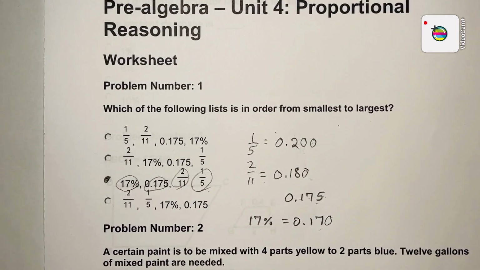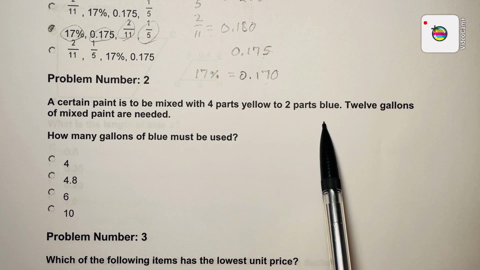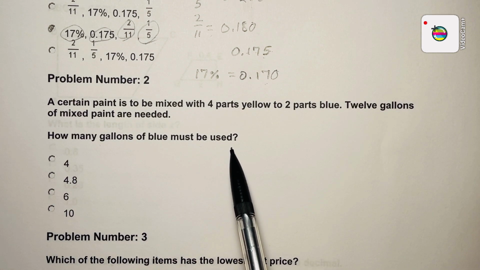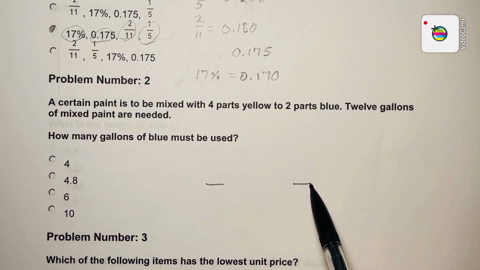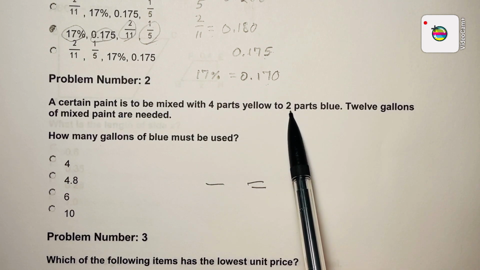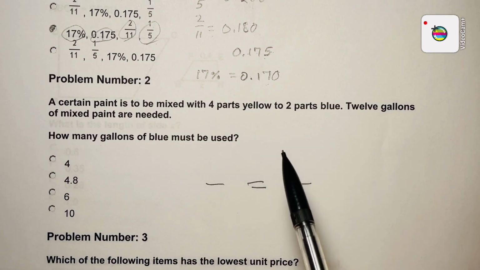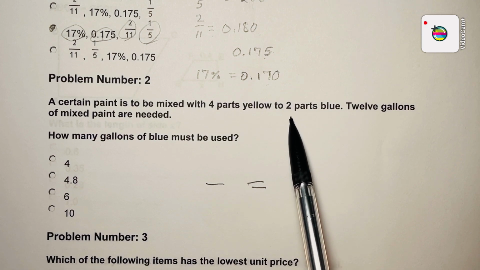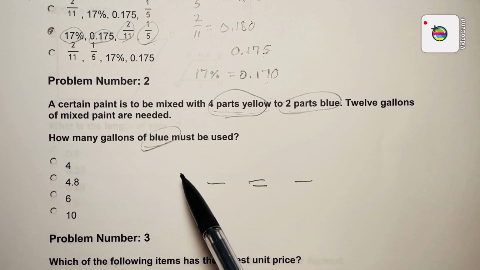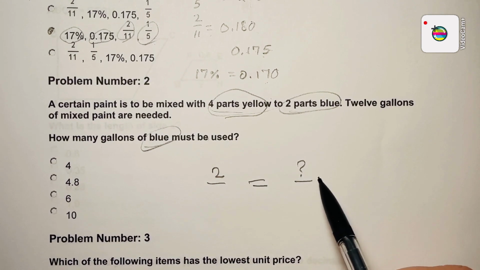So write that out. Okay, problem number 2. A certain paint is to be mixed with 4 parts yellow to 2 parts blue. 12 gallons of mixed paint are needed. How many gallons of blue must be used? On this one, we want to do a proportion, but the problem is we can't just use 4 and 2 because we don't have information for 2 yellows. They have 2 parts blue, and then here's the question, how many gallons of blue? So you could put 2 blue, and then how many gallons of blue here.